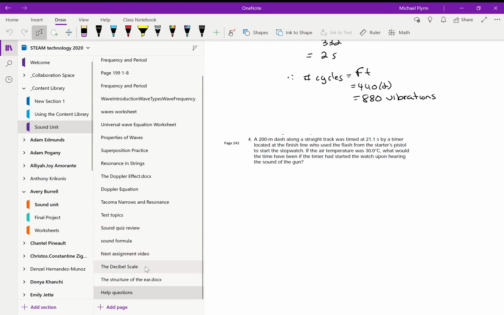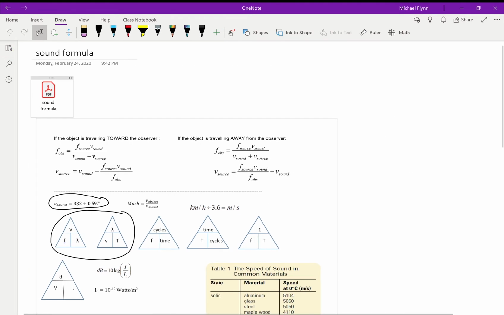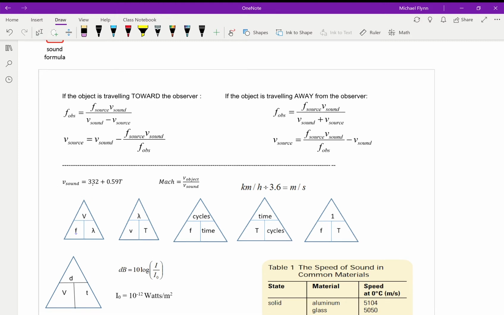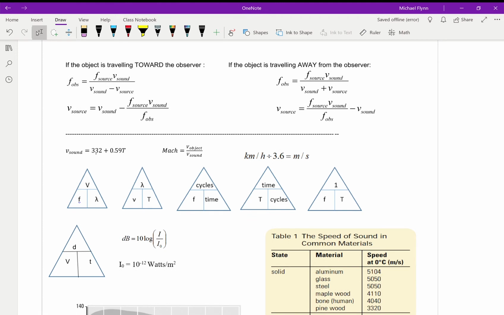If you remember when we were doing the sound unit before, in OneNote, there's a page that has all the formula on it. We used it for our last test. So I just want to show you where it is. You can see it here, sound formula. There are a couple of things that I circled from before, but I'll just erase that. All the formula are here. Like here's the Doppler equations and stuff like that.